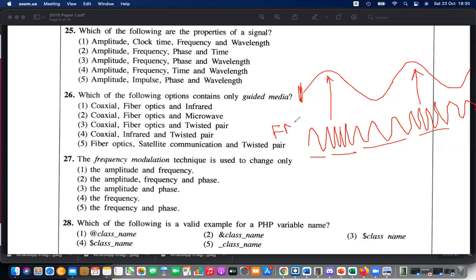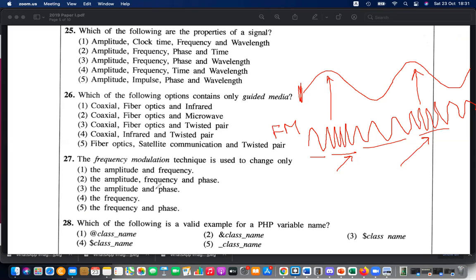In this transport media or the carrier signal, frequency is changed to represent this data signal or low frequency signal. To show the low frequency signal, we change the frequency of the transporting media. We call that frequency modulation.